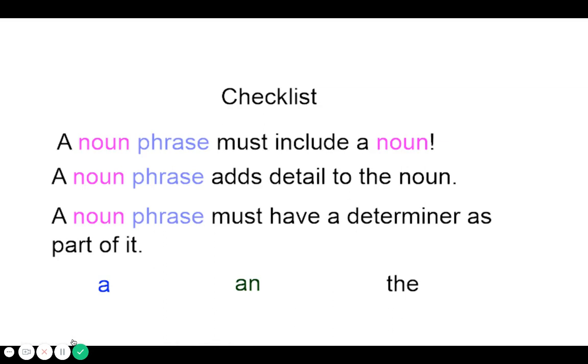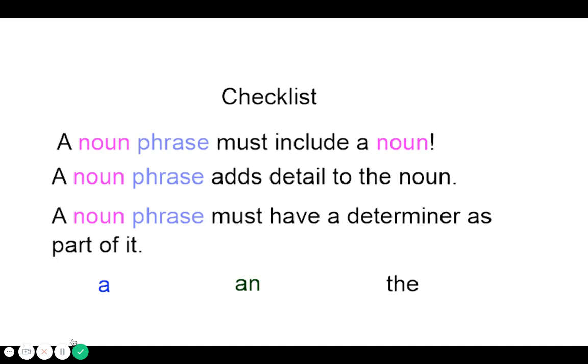A noun phrase must include a noun. That makes sense, doesn't it? A noun phrase adds detail to the noun. So when we're identifying where the noun is, we need to think, is there detail about it? And this usually takes form in an adjective, which describes it a little bit more.